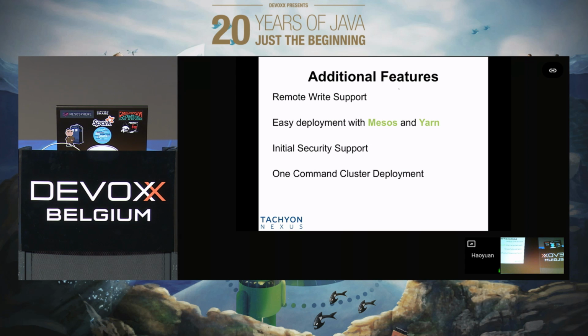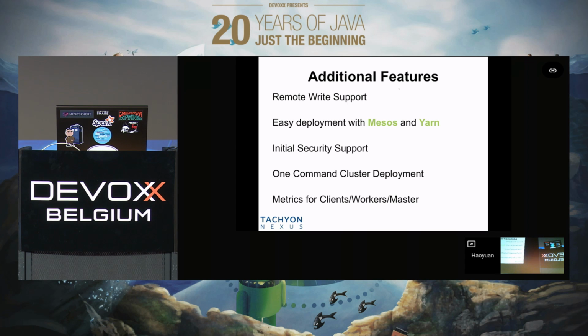And as I mentioned, you have this one command deployment, and we also use Vagrant to better support deployment as well. Say you can deploy Tachyon in Amazon S3 or in virtual machines, all using one command. And this is very good for developers as well, because you can deploy Tachyon on your laptop, using one command, and create a cluster environment, virtualizing several machines. So this is very important to developers as well.